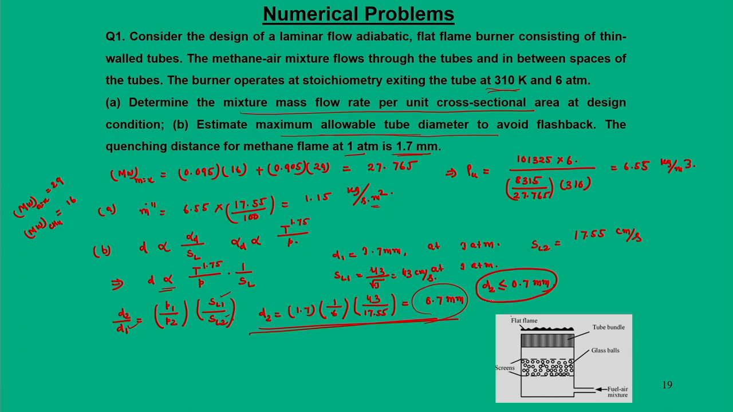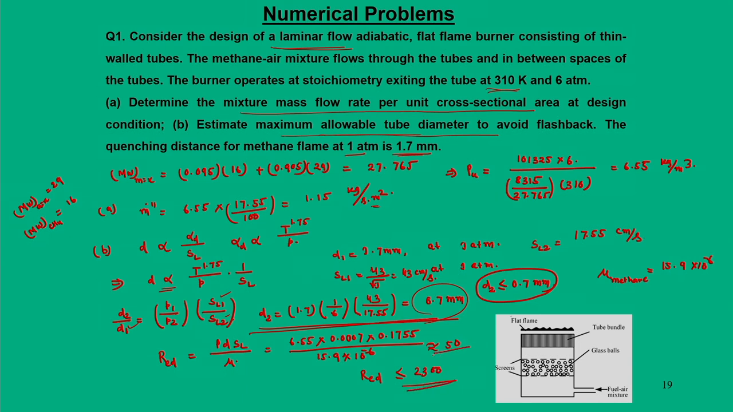Now just to cross check whether this tube diameter will give you a laminar flow or not, we recall the Reynolds number expression based on diameter. This is rho d SL by mu, and mu for methane is 15.9 into 10 to the power minus 6. So rho is 6.55, d is 0.0007 in meter, SL is 17.55, which means 0.1755, divided by mu, 15.9 into 10 to the power minus 6. So this number is approximately 50. And for a circular tube, laminar flow will occur if it is less than or equal to 2300.